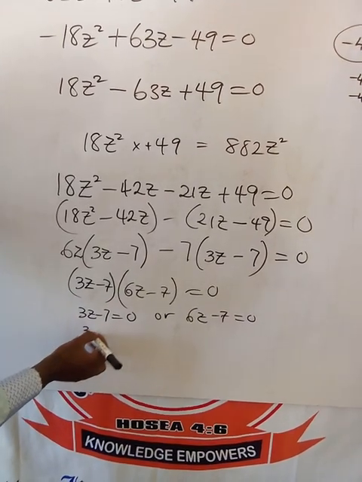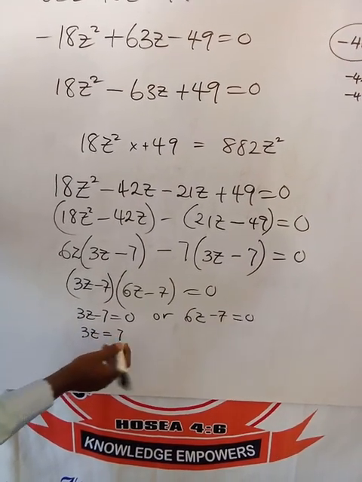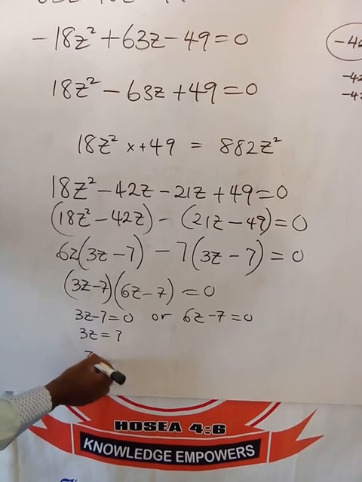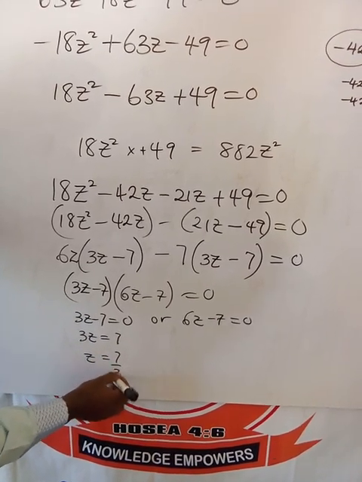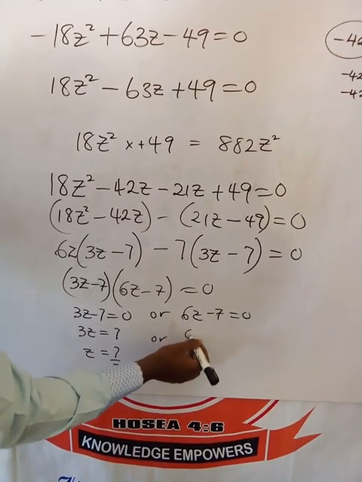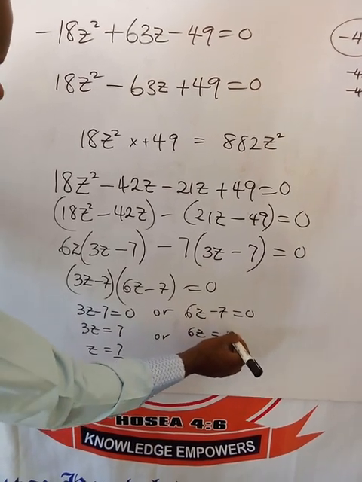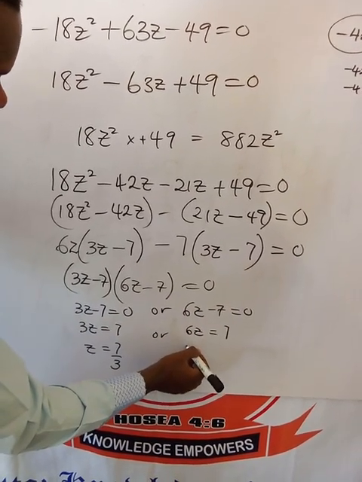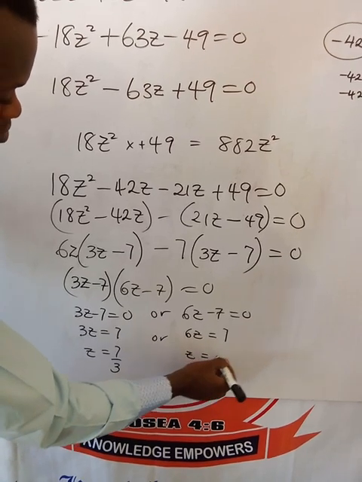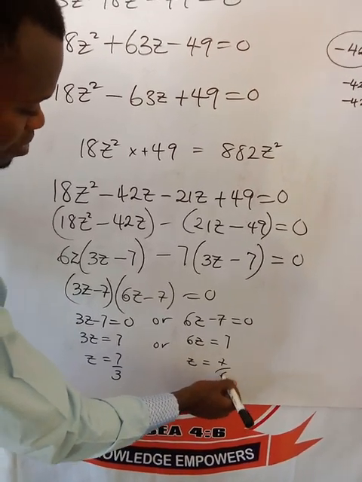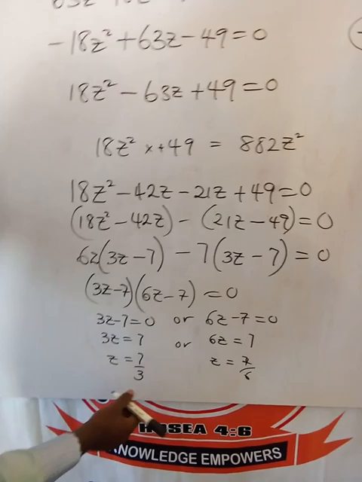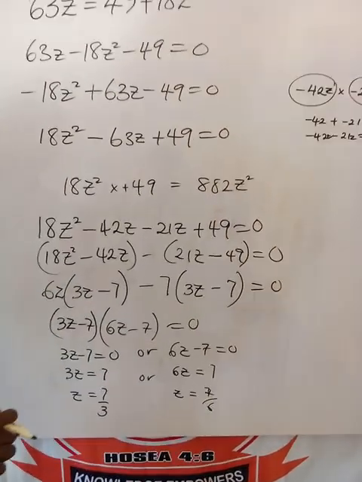Here we can say that 3z is equal to 7 when the 7 crosses to the other side, and that means z is simply equal to 7 over 3. Or here we can say that 6z is equal to 7, and that means z is nothing but 7 over 6 when you divide both sides by 6. And this is actually the solution to this problem.